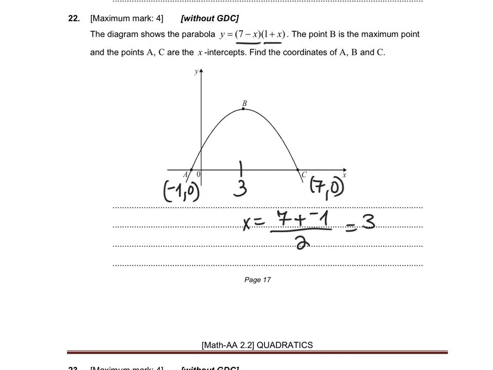The axis of symmetry is x equals 3. And we just need to plug 3 back in to find the y-coordinate of the vertex. So that's 4 times 4, which is 16. So the coordinates are 3, 16.